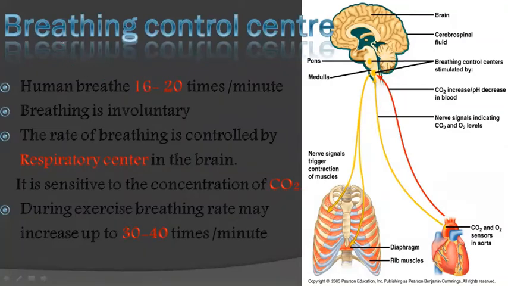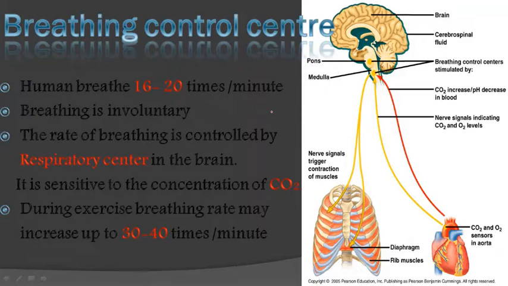Okay, so let's talk about the breathing control center. We will see now how the breathing process is controlled in our body. As we know, breathing is an involuntary process, but sometimes we can control it for a short period of time. A human can breathe up to 16 to 20 times per minute. A normal person can breathe like this.